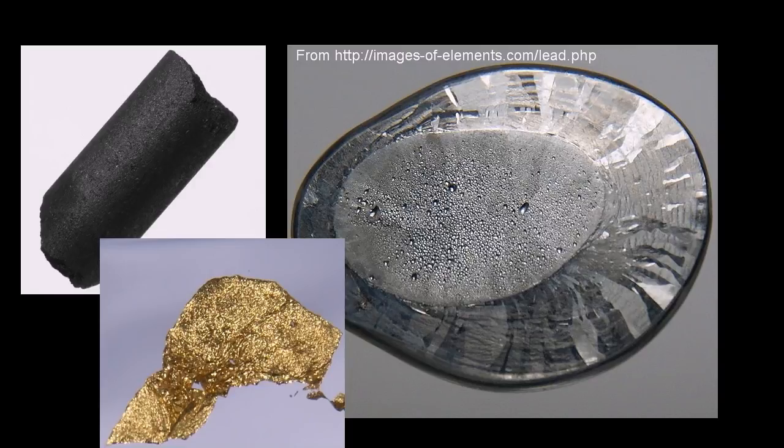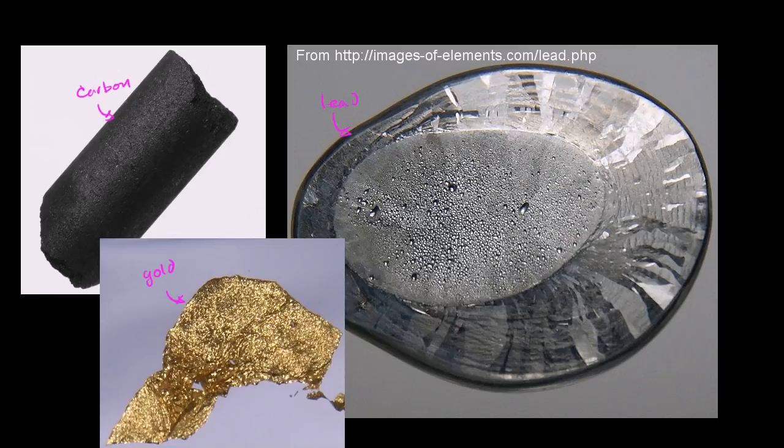And here's pictures of some of these substances. This right here is carbon, and this is in its graphite form. This right here is lead. This right here is gold. And all of the ones that I've shown pictures of here, and I got them all from this website right over there, all of these are in their solid form.